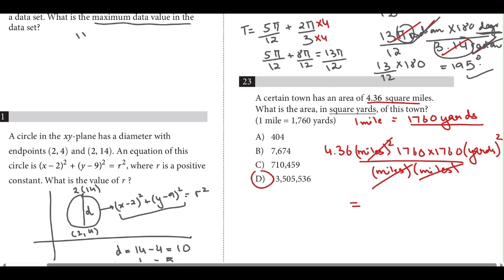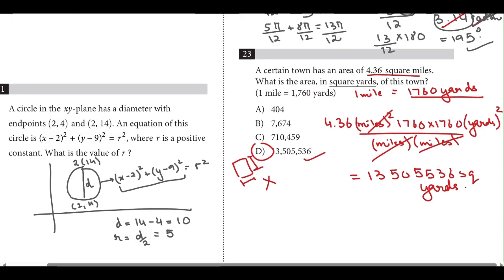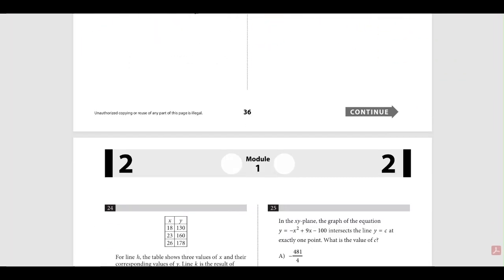And let's multiply, even though D looks like an answer. But let's calculate, which is the answer. So it would be 13505,536 square yards. Just remember, square means area is always squared because we have to multiply two different dimensions. So it can be meter square, millimeter square, yard square, kilometer square. So just keep that in mind.